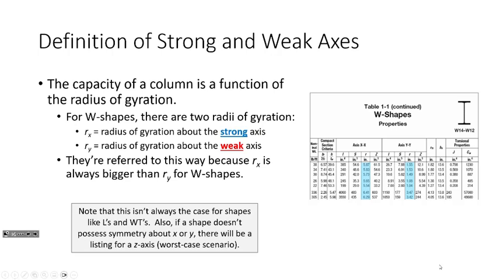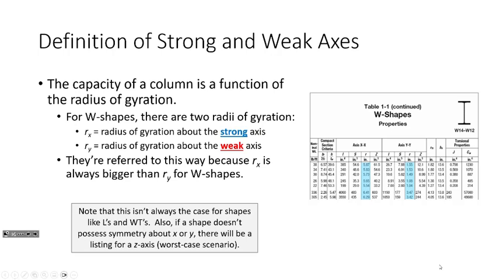Which makes sense for columns because when a column buckles, it buckles in a flexural mode. So obviously it's going to be a function of things like the moment of inertia and what have you. Now in our derivation, instead of using the moment of inertia, we used the radius of gyration. And the radius of gyration is just a normalized version of the moment of inertia. So if you take the moment of inertia of any shape, divide it by the area, take the square root, you get the radius of gyration. So it's basically the same thing.